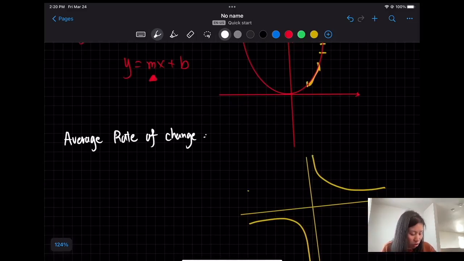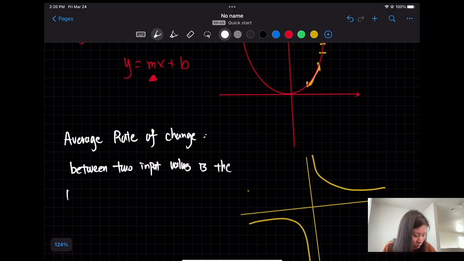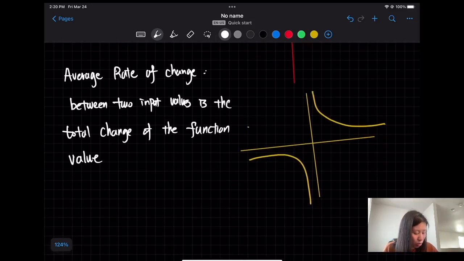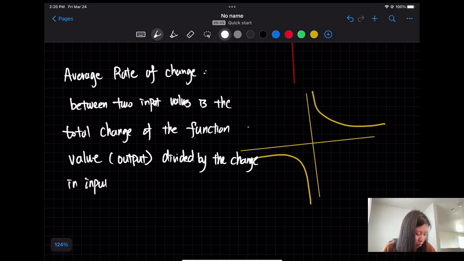So average rate of change is, between the two input values, the total change of the function value, which is the output value, divided by the change in input value.